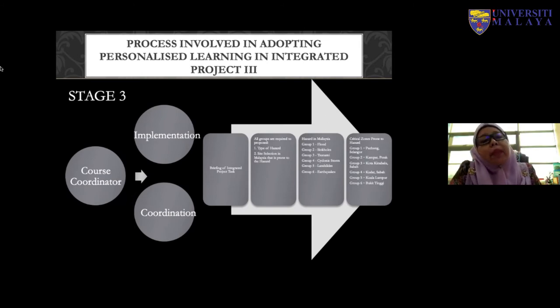And the third stage is mainly on the course coordinator and the supervisor, and it is more on the implementation and coordination, whereby it starts from the briefing of the integrated project task, and all groups are required to propose the type of hazard that they would like to study, and the site selection in Malaysia that is prone to the hazard.